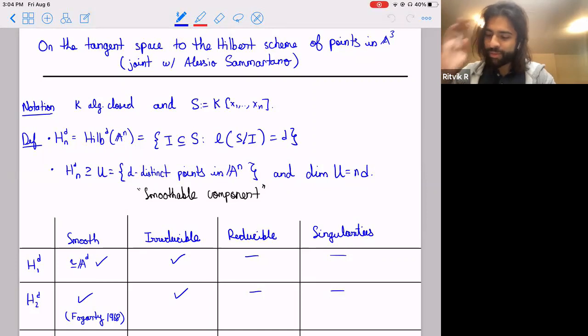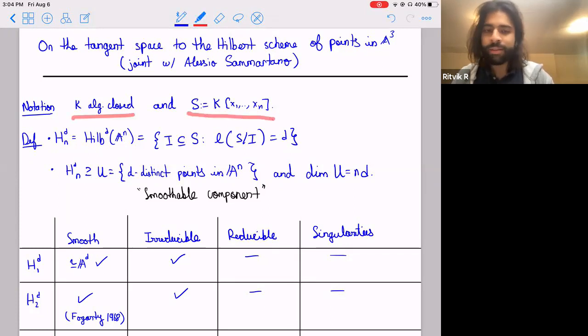Okay, so we'll just fix some notation at the beginning. K will always be an algebraically closed field. Whenever you see S, it's a polynomial ring in N variables. That N will eventually become 3, but S just means a polynomial ring. Our main object today is the Hilbert scheme of D points in AN. It's a moduli space that parameterizes ideals in the polynomial ring of length D. Because this is affine space, we are just going to work with ideals. Of course, there's a more general definition of Hilbert scheme, but we won't touch that. I'll denote it shorthand by HDN.